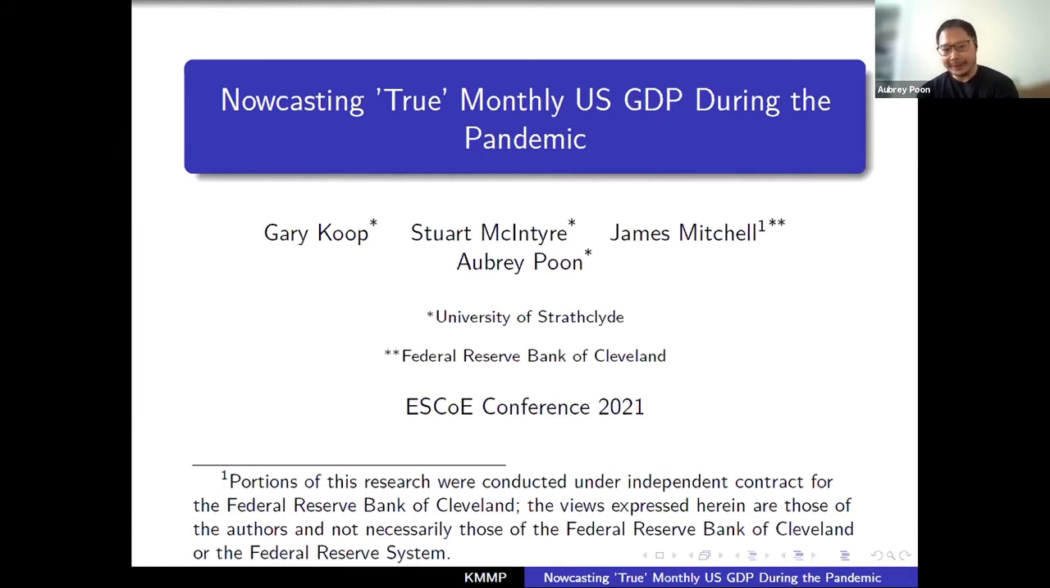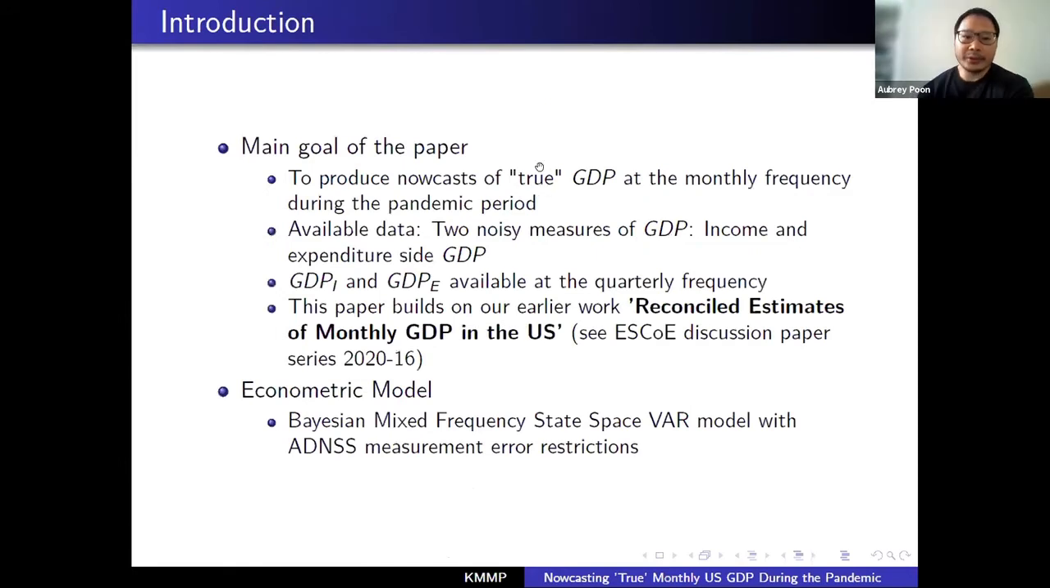Okay, so this work is joint with a couple of my colleagues at Strathclyde, Gary and Stuart, and also James from the Cleveland Fed. I should also mention that the usual disclaimer for James applies too. The main goal of this paper is to produce monthly true GDP estimates during the pandemic period.